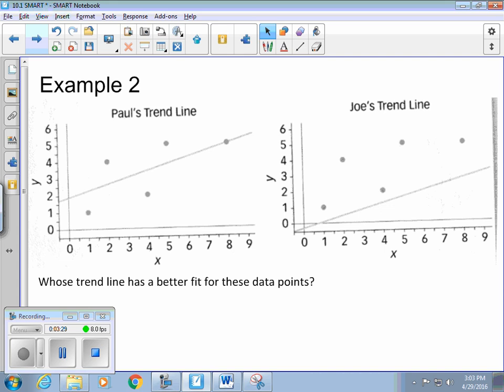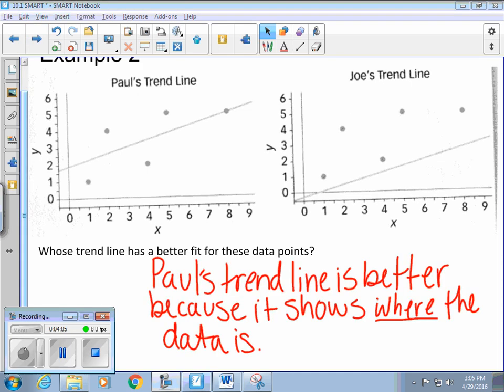In the second example, I have two different trend lines for the same 5 points. Paul has drawn a trend line on the left, and Joe has drawn a trend line on the right. I want you to think through whose trend line has a better fit for these data points. You want the trend line to show the majority of what's going on, so they're both going up and to the right. But I would say, in fact, that Paul's trend line is better because it shows where the data is.